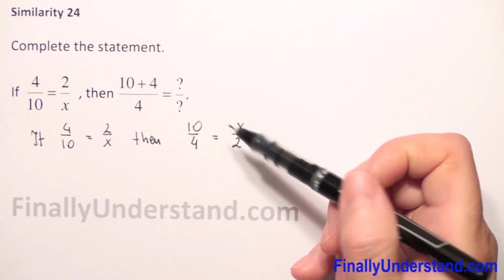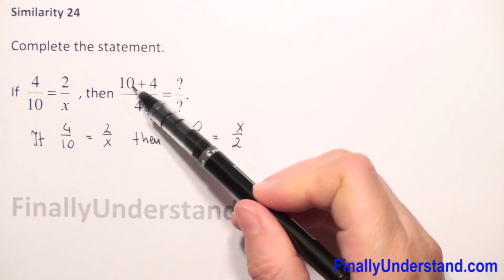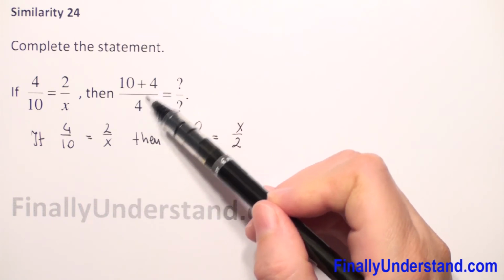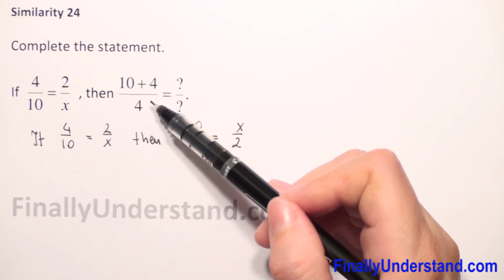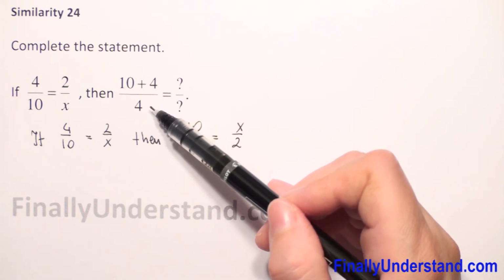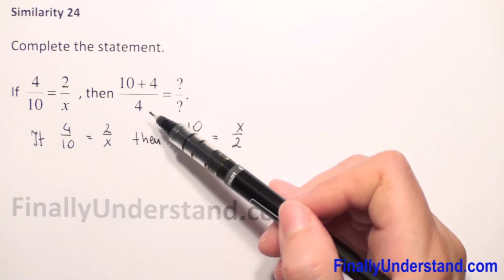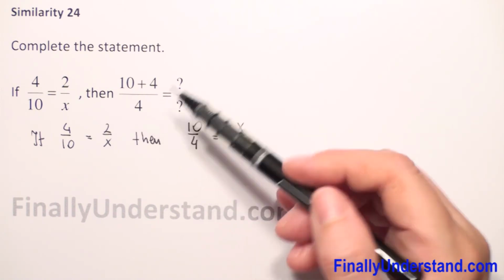And what next? We have now here 10 plus 4. And we know from the properties of proportion that when we add the value of each ratio's denominator to its numerator, then we form another true proportion.